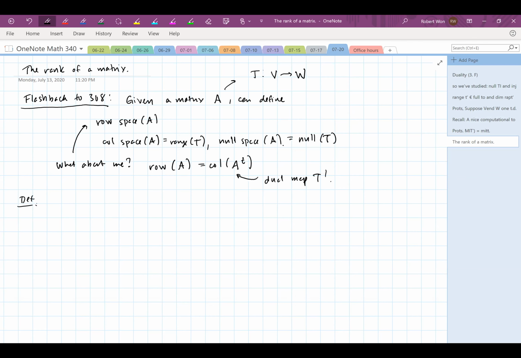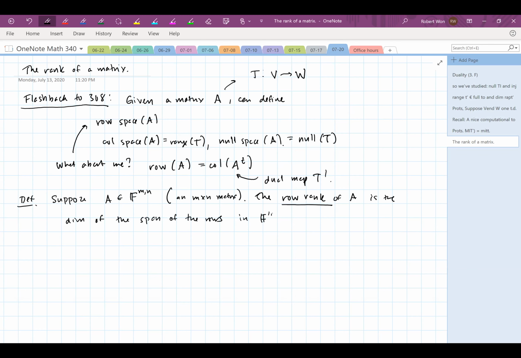But let me just make the definitions that I need. So suppose that A is an m by n matrix. Then the row rank of A is the dimension of the span of the rows in F^{1×n}.